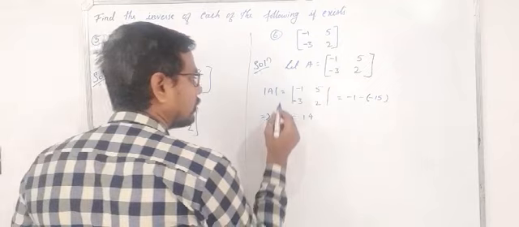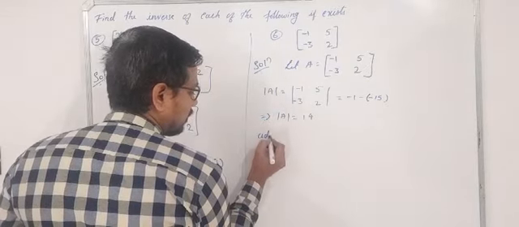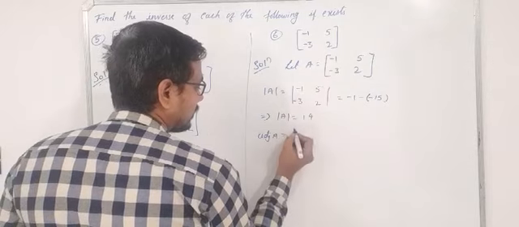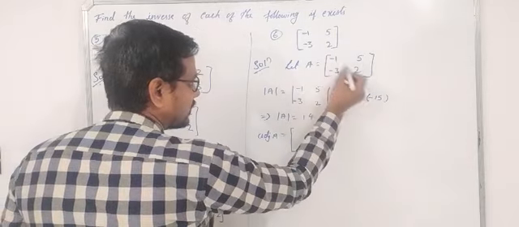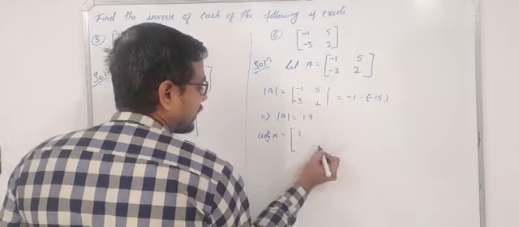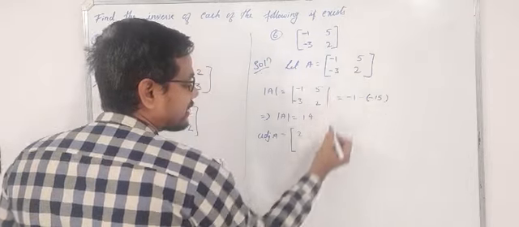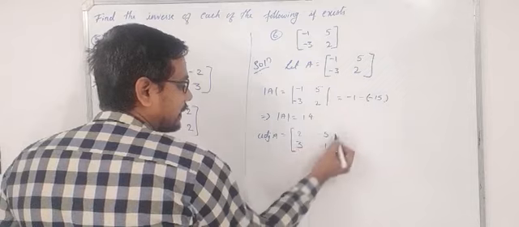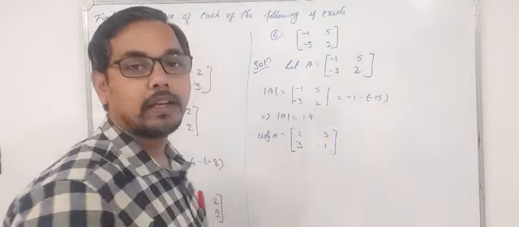So now, what is adjoint A? So once again, it is a 2 cross 2 matrix. So it is very simple. Interchange the principal diagonal elements. 2 will come here, minus 1 will be here. Reverse the sign. Plus 5 is there, you put minus 5. Minus 3 is there, you make it plus 3. This is the adjoint of A, right?